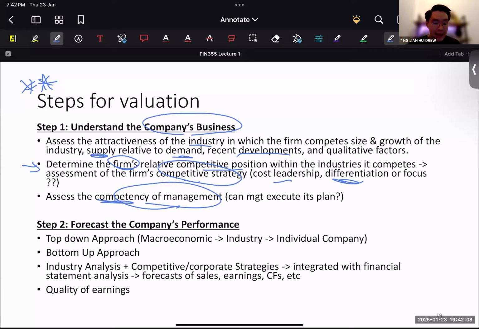Having done that, we start forecasting the company's performance. How do we do that? We incorporate their various corporate strategies and then start determining the type of cash flows, forecasting the sales, earnings, and cash flows. Cash flows are the more important. Of course, the quality of earnings as well. We'll talk in just a little bit about how to determine the quality of cash flows. So after determining the environment, we go into the firm's performance in step two.